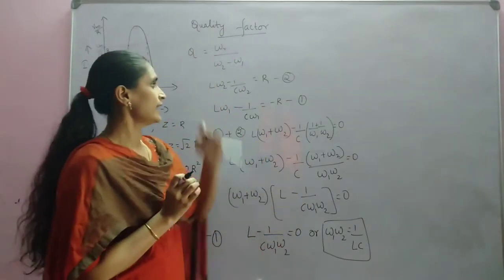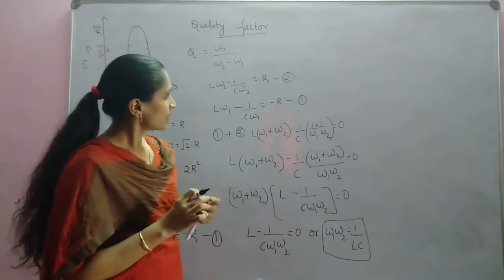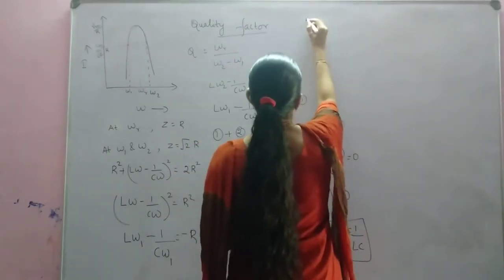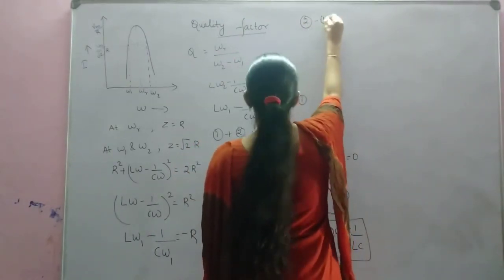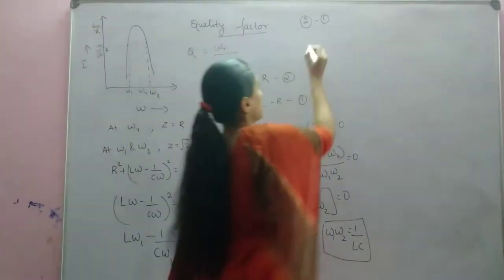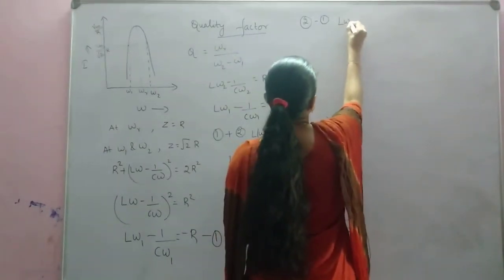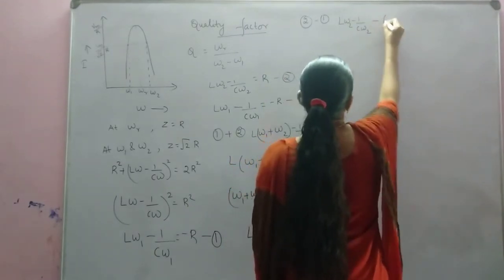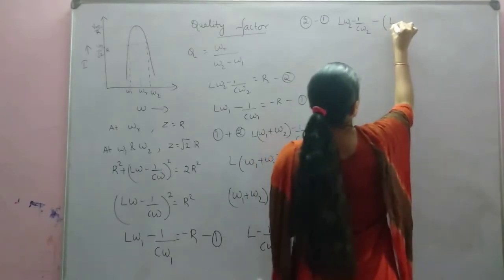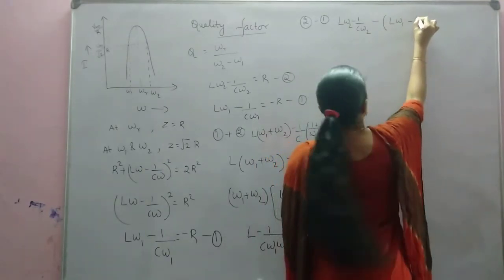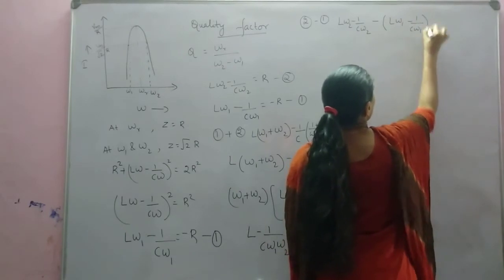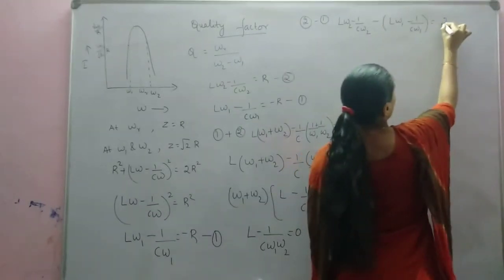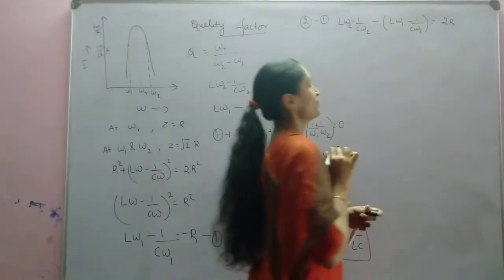Okay. And again we can subtract. How we can subtract? We can do 2 minus 1. So what we will get? L omega 2 minus 1 by C omega 2 minus L omega 1 minus 1 by C omega 1 is equal to R minus minus R, it will become 2R. Okay.